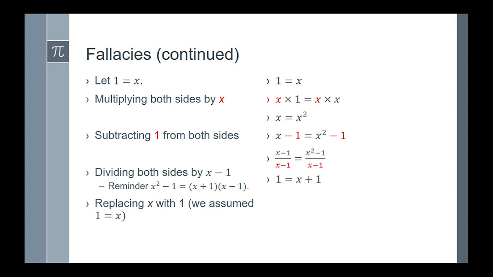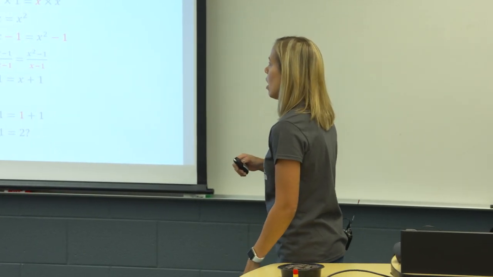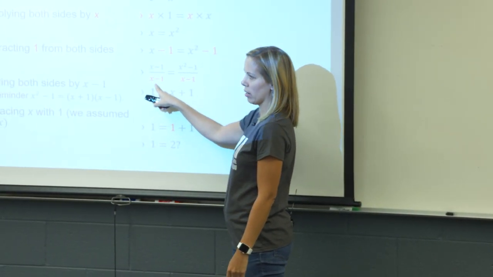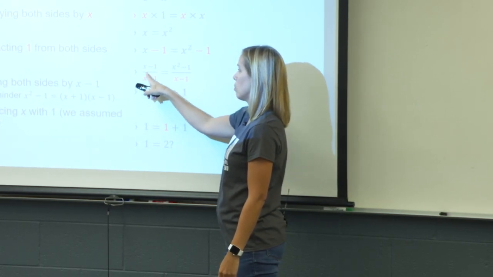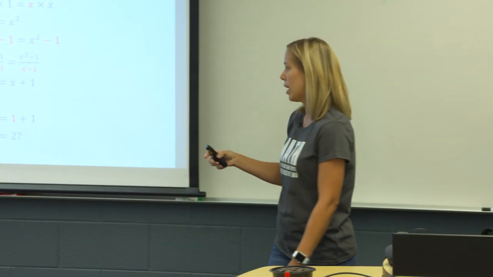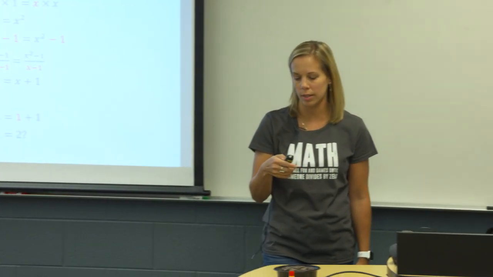So if we go back where we assumed 1 is equal to x, and we replace x with 1, we get 1 equals 1 plus 1, which means 1 equals 2 again. So again, we have this issue because we allowed division by 0 right here. We assumed x was 1, so this is 1 minus 1, which is 0. When we allow that division by 0, we again end up with something that is not true. We end up with another fallacy.